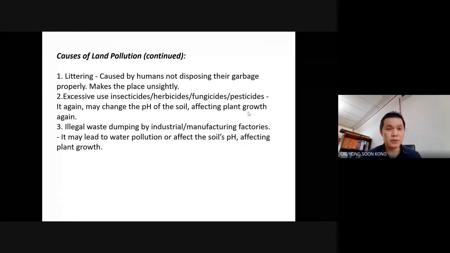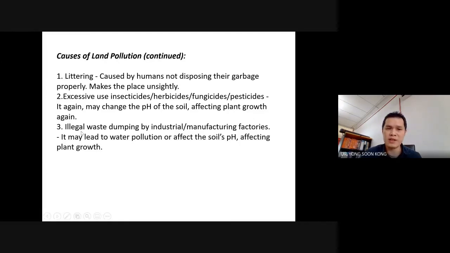So the causes of pollution: littering, excessive use of insecticide, and illegal waste dumping. Just now I've covered the third one, illegal waste dumping, whereas the first and the second may be very similar to illegal waste dumping, but number one and number two are done unintentionally or without the knowledge of causing it.